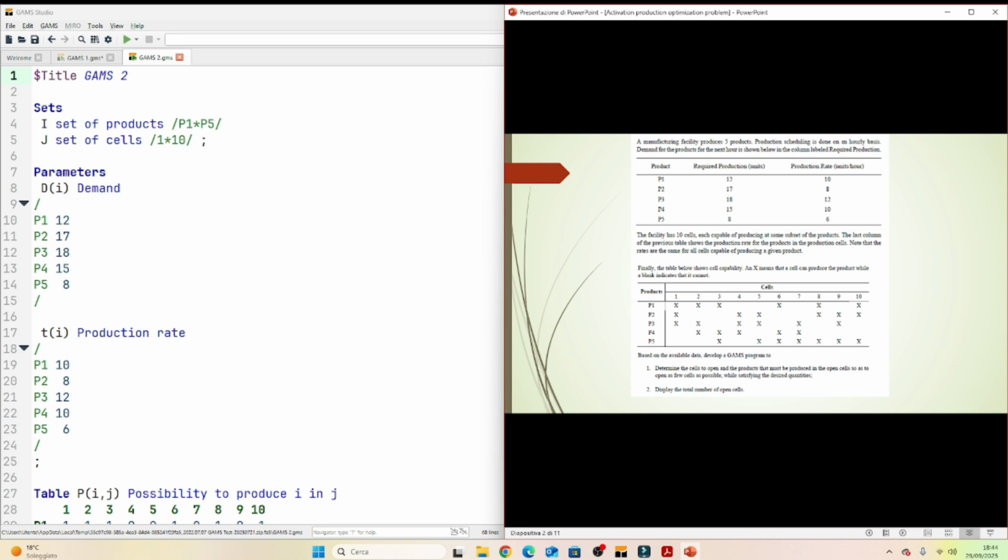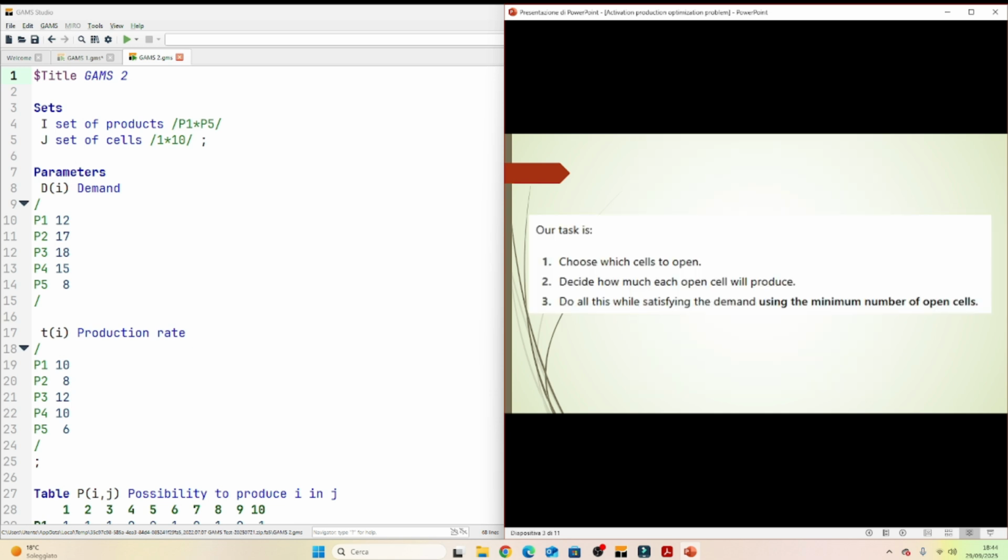In this lesson, we solve a production planning problem with activation. A facility has 5 products and 10 production cells. Each product has a demand and a production rate, and each cell can produce only certain products. Our goal is to satisfy demand using as few active cells as possible.